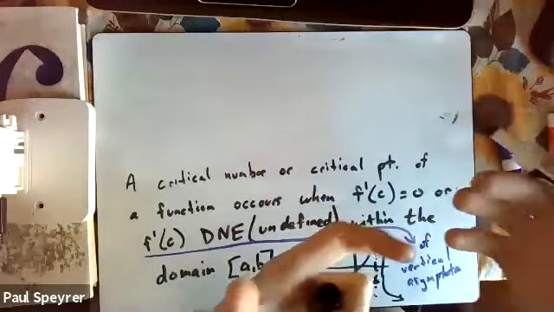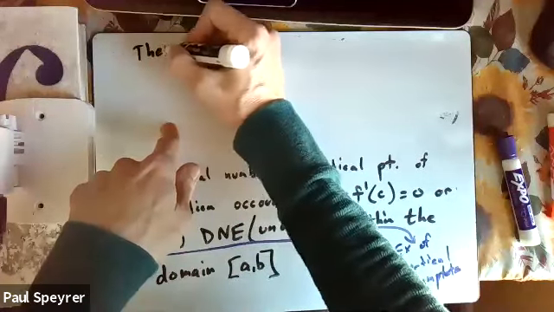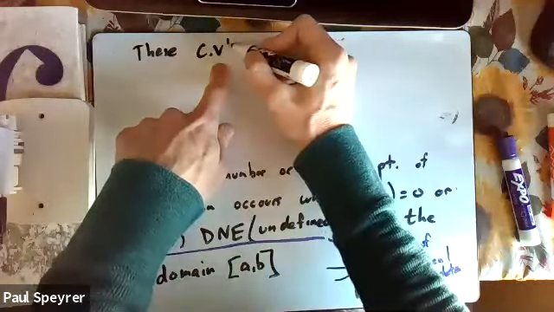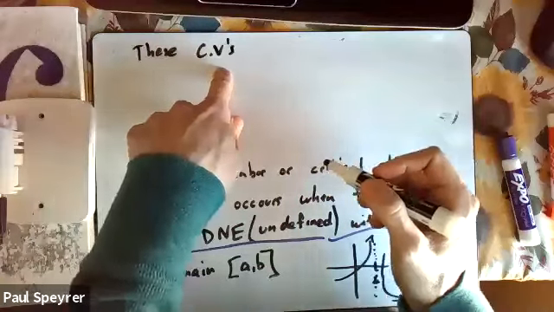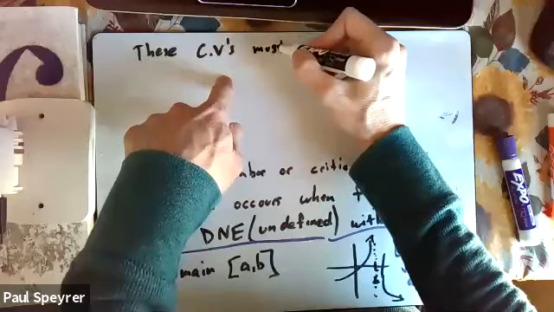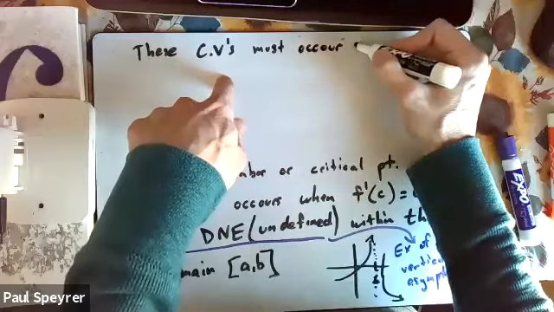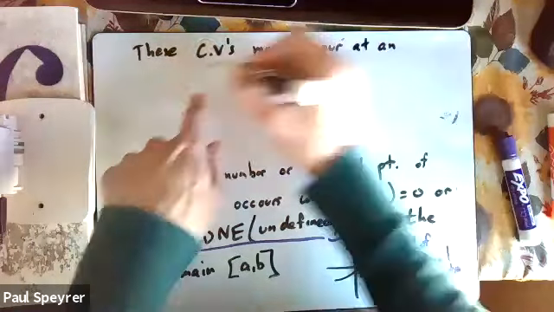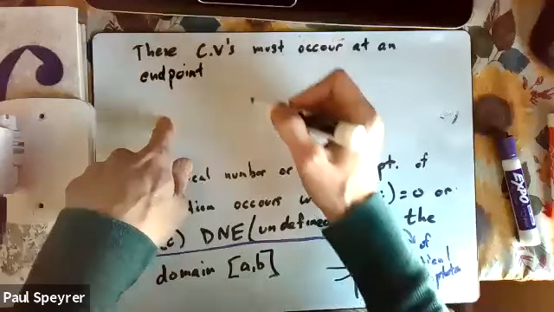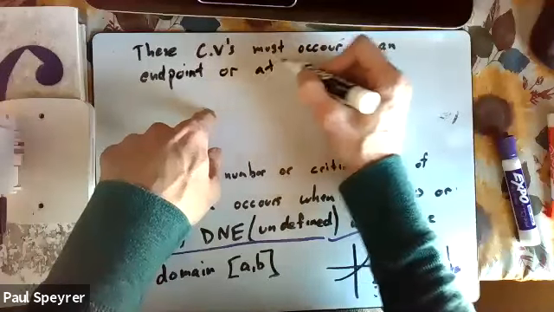And what's really important is that these values, I'll say CVs, okay? These critical values, CVs means critical values, must occur at an endpoint or at a critical point.